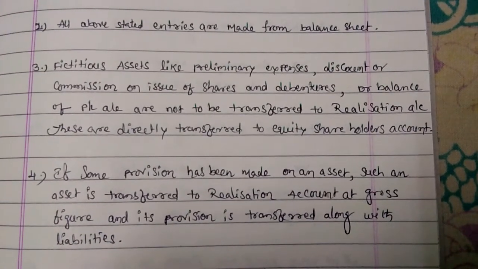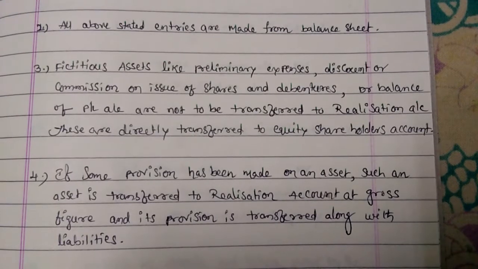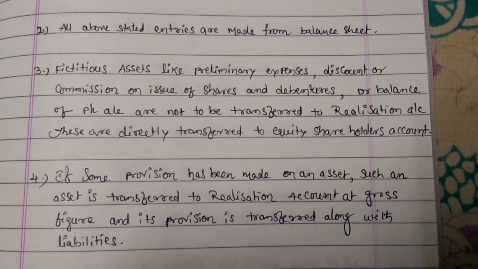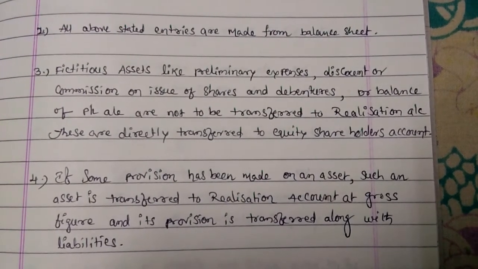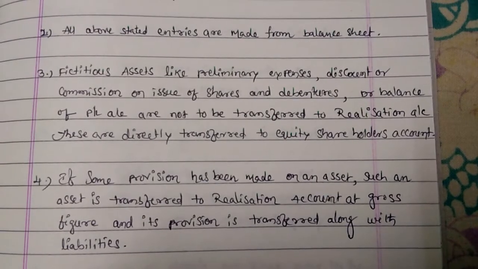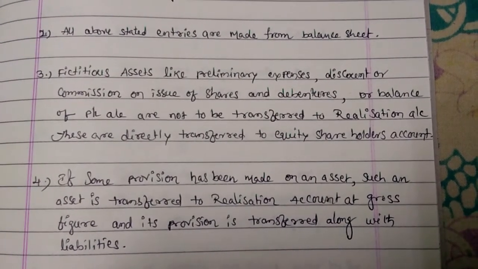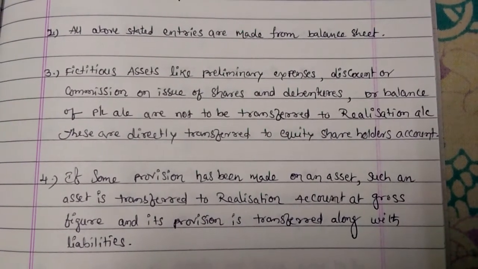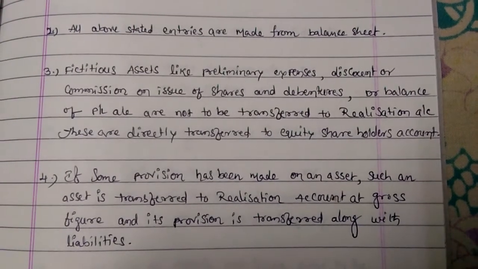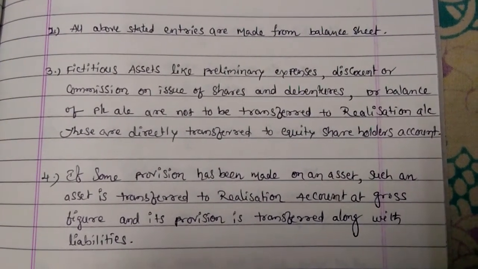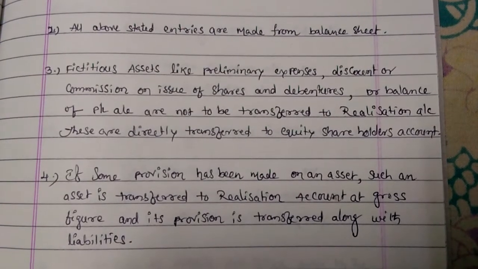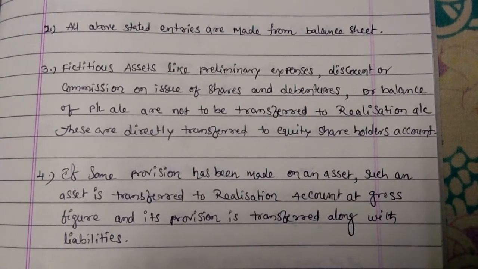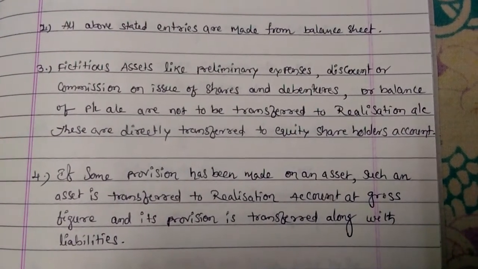And third, fictitious assets like preliminary expenses, discount or commission on issue of shares and debentures, and debit balance of profit and loss account are not to be transferred to the realization account. These are directly transferred to the equity shareholders account. In the previous fourth entry we already saw that these losses, expenses or other fictitious items are totally transferred to equity shareholders only, not to the realization account.